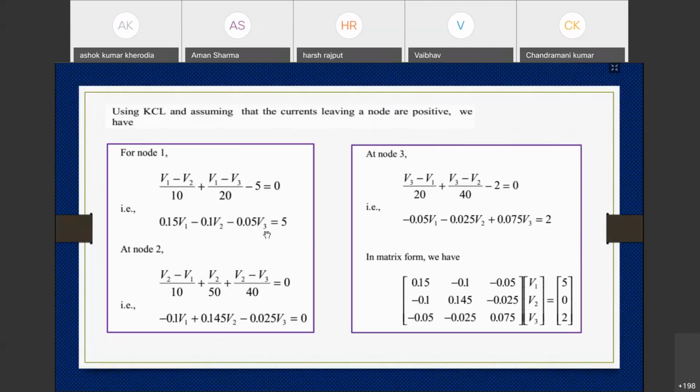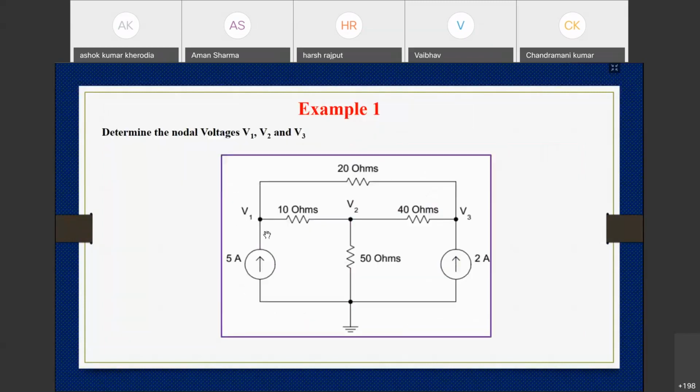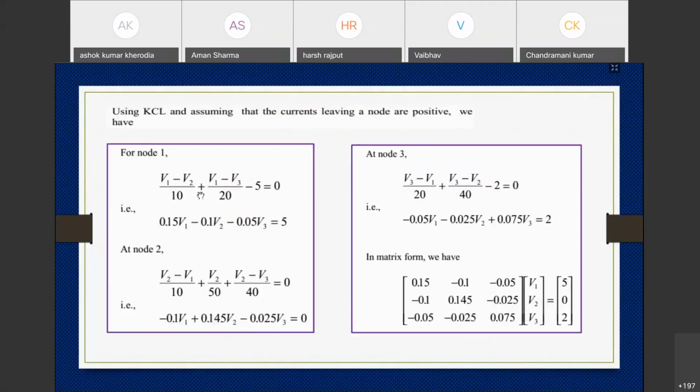For node 1, what will be the case? V1 minus V2 by 10 plus V1 minus V3 by 20 minus 5 equal to 0. Similarly, you can write for node 2 and node 3, and this is the equation.